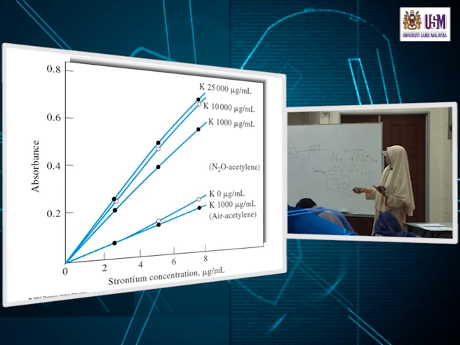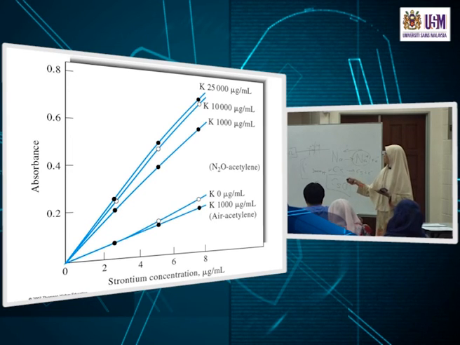So we see, for all the standards, at nitrous oxide acetylene, you get higher absorbance readings. Now we look at just the three top curves: 1,000, 10,000, 25,000. Again, you look at the same concentration. Here you have 1,000 ionization suppressor at 1,000 ppm, here 10,000, here 25,000. Why is there an increase of absorbance?